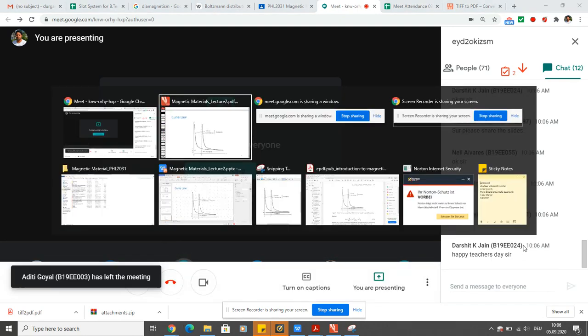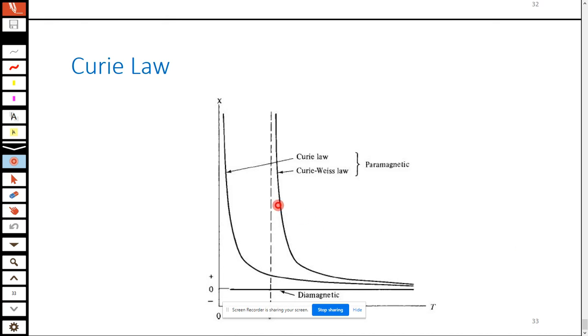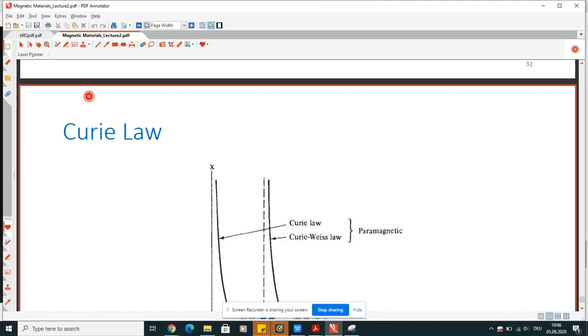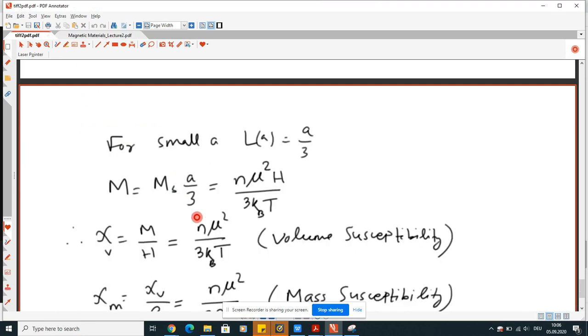I will share it. A is basically your mu H by kT. That is what we substituted as a, to simplify.